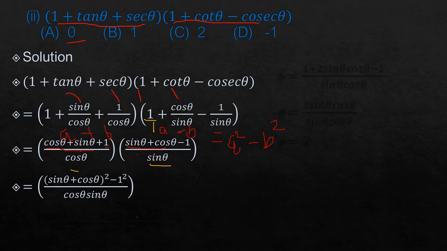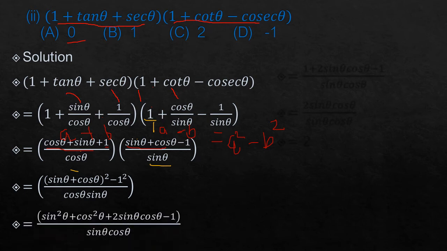Okay students, so here what you get? You get sin theta plus cos theta whole square minus 1 square. A square means sin theta plus cos theta whole square, B square means minus 1 square. Now what you get? Solve this. When you solve this, use the formula A plus B whole square. So you get sin square theta plus B square means cos square theta plus 2AB, 2 sin theta cos theta, minus 1 square is 1. Okay students, so now write down please.